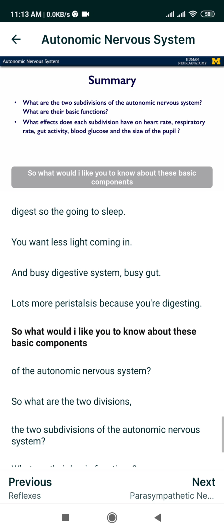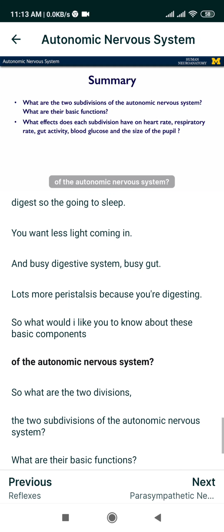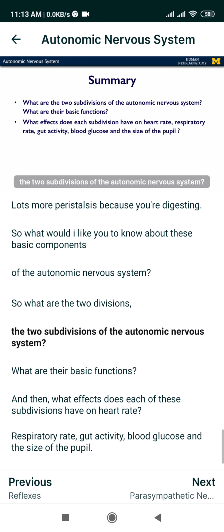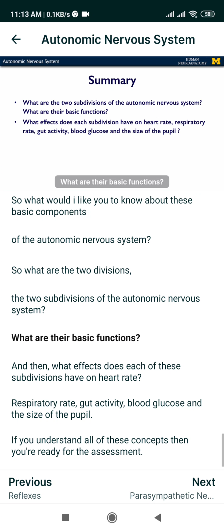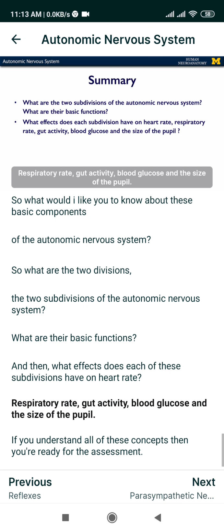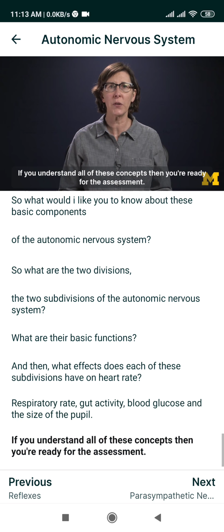So what would I like you to know about these basic components of the autonomic nervous system? What are the two divisions, the two subdivisions of the autonomic nervous system? What are their basic functions? And then what effects does each of these subdivisions have on heart rate, respiratory rate, gut activity, blood glucose, and the size of the pupil? If you understand all of these concepts, then you're ready for the assessment.